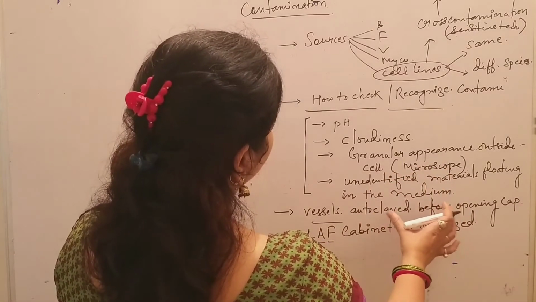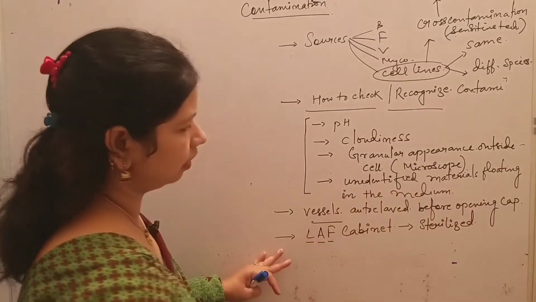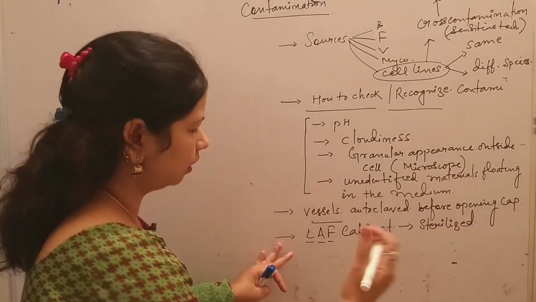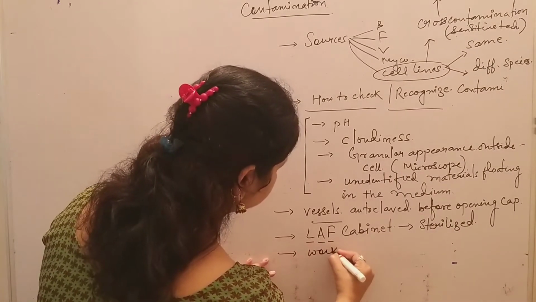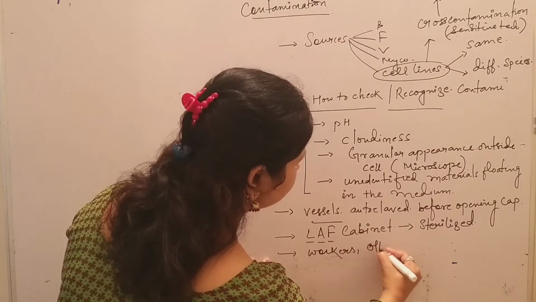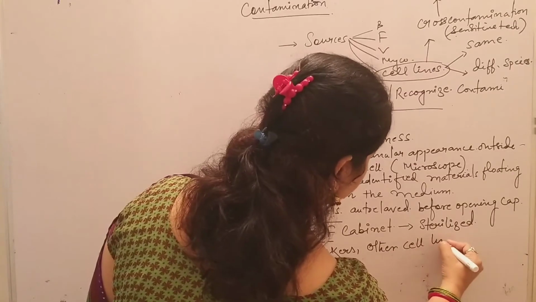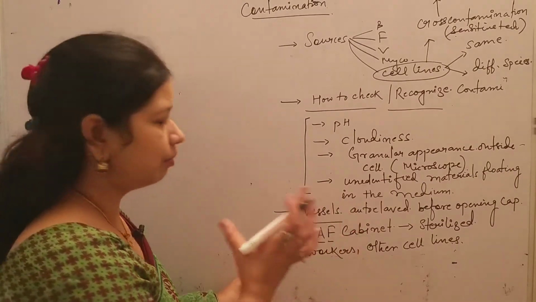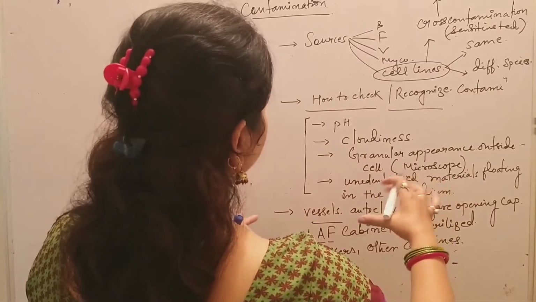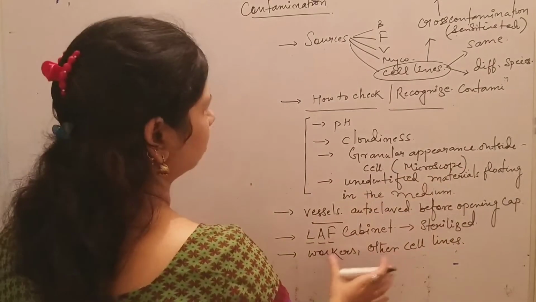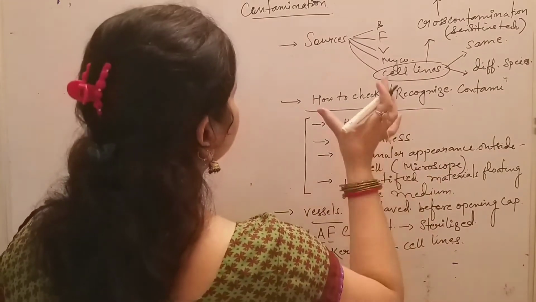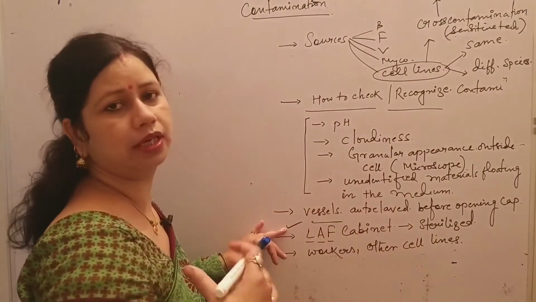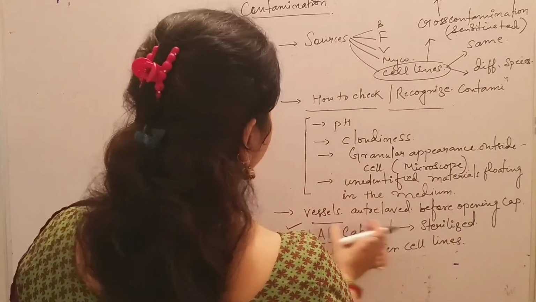Okay, so reagent bottles should be kept separately and should not be shared with other workers or other cell lines. Cell lines means the culture vessels, the reagent bottles should be kept separately. Those bottles should not be shared among the cell lines or different workers also. So these points we have to keep in mind to avoid contamination. The most important is that all the handling should be in sterilized condition, and we should always work with a laminar airflow cabinet or hood.